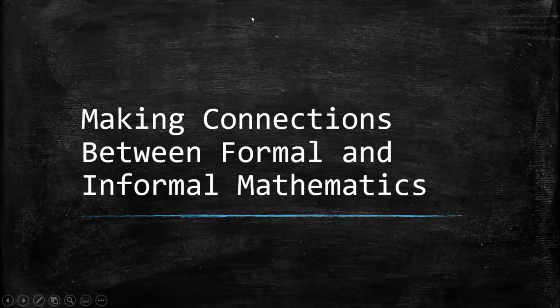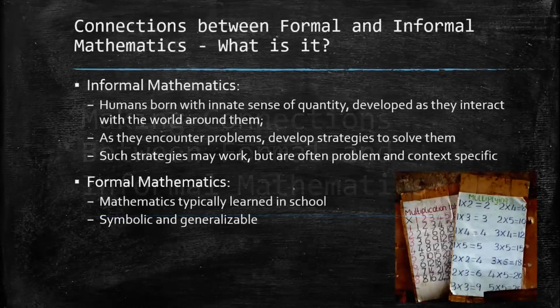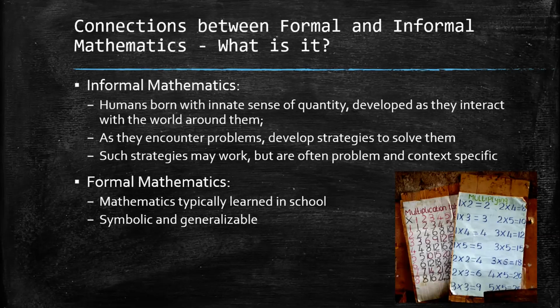Yes. Great. Okay, so shifting to making connections between formal and informal mathematics, starting with what these are. When we talk about informal mathematics, this relies on the idea that humans are born with an innate sense of quantity, as well as an interest and sense of patterning, both of which develop as they interact with the world around them. As children encounter different problems, they develop strategies to solve them, which may work, but are often problem and context specific.